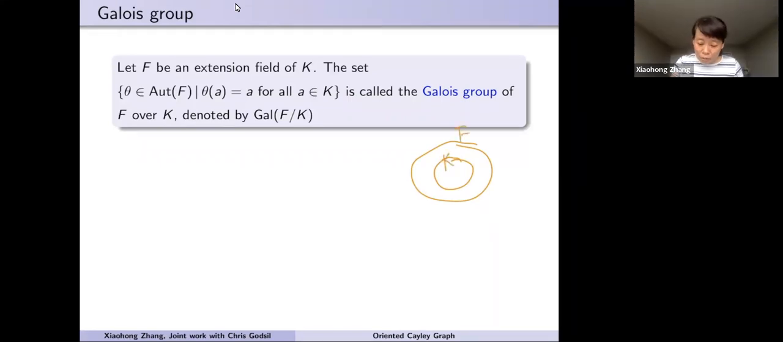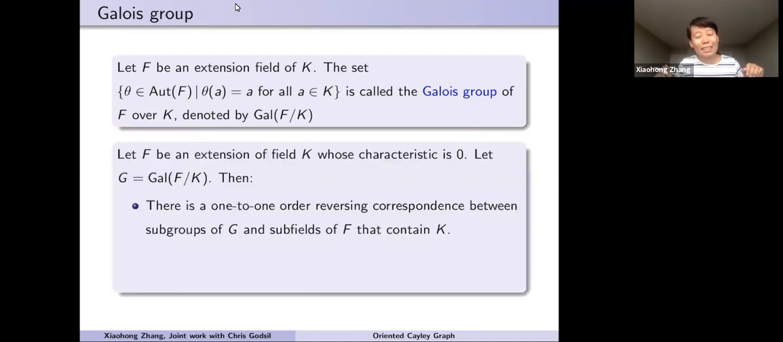We consider all the automorphisms of the big field and collect all the ones that have the smaller ones fixed. These automorphisms together form a group, and it is called the Galois group of this field extension. This Galois group helps us to move from the field point of view to the subgroup point of view. Let's see how they are related.